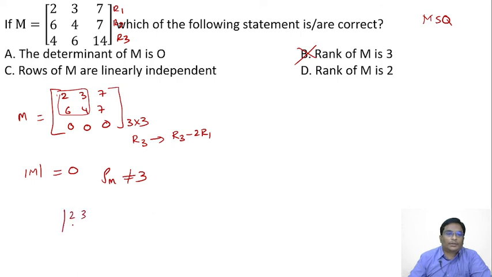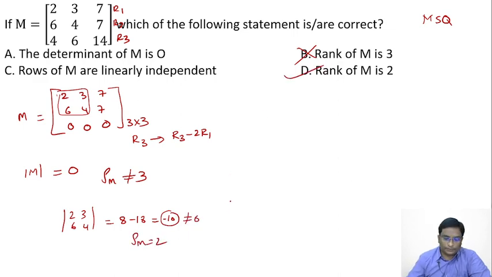Determinant of that matrix, 2, 3, 6, 4: if we calculate, this is 8 minus 18, which is minus 10, not equal to 0. Rank of M equal to 2. Rank of M equal to 2. Okay. Determinant also 0. The rows of M are linearly independent.